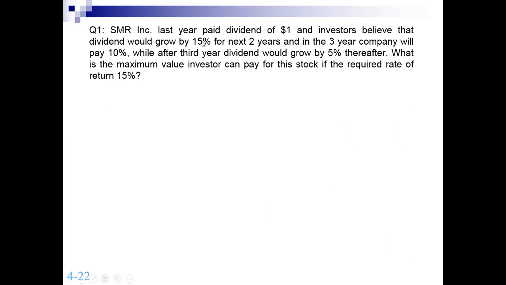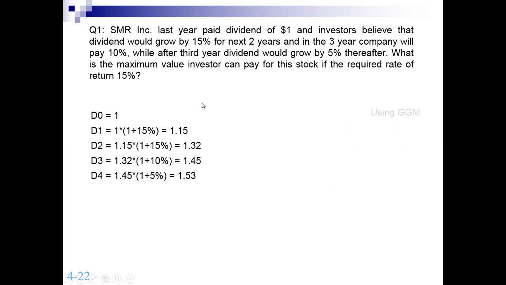Student, these are the symbols that we are using. Are you comfortable with this one? Just paid a dividend of 1. Investors believe that the dividend would grow by 15% for the next 2 years. So D1 grows by 15%, D2 by 15%.